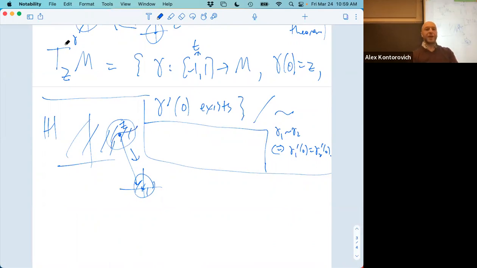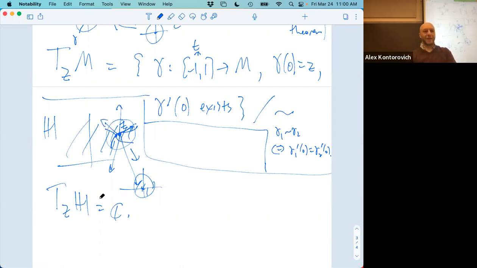So what's the tangent space at a point? What is TZ for the upper half plane? Well, what are the possible derivatives? The derivatives can be characterized by complex numbers. So this is all complex numbers, right? I'm just thinking of curves. They can go as quickly as they want through the point Z in any direction.